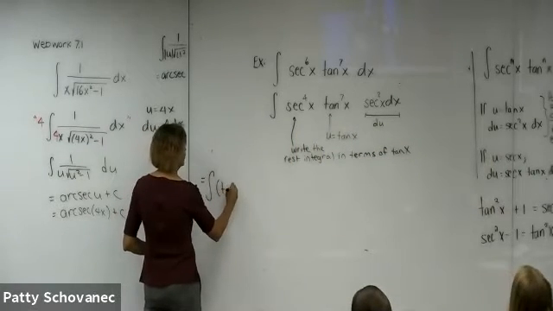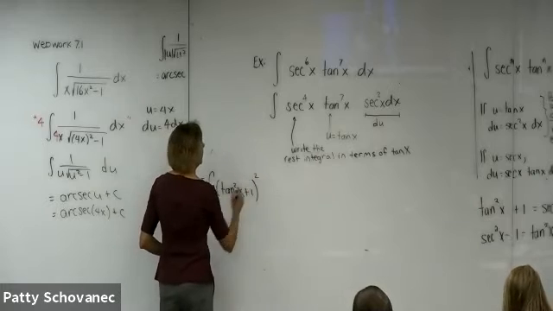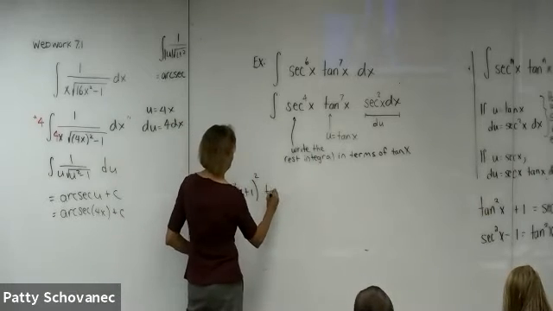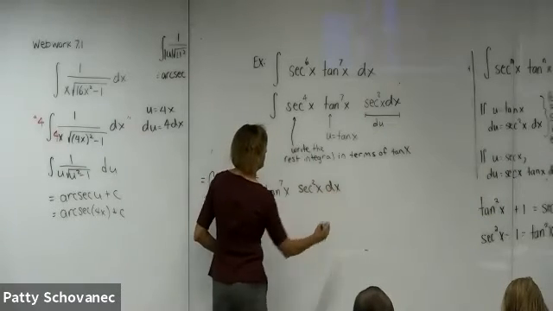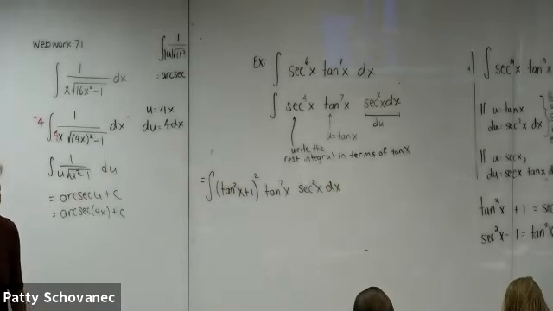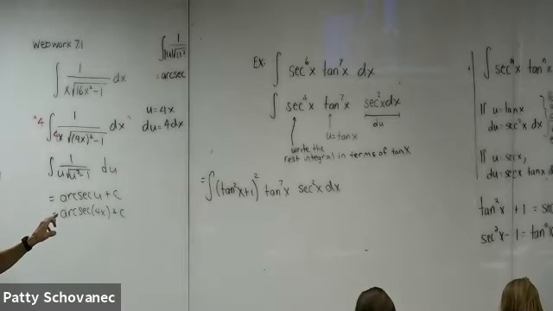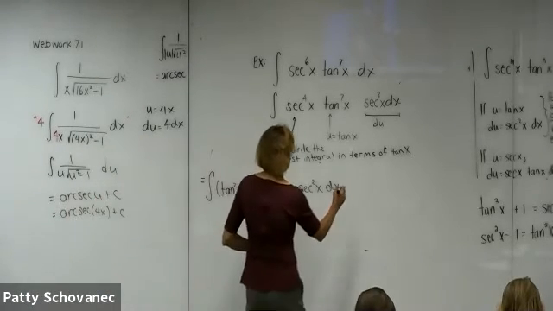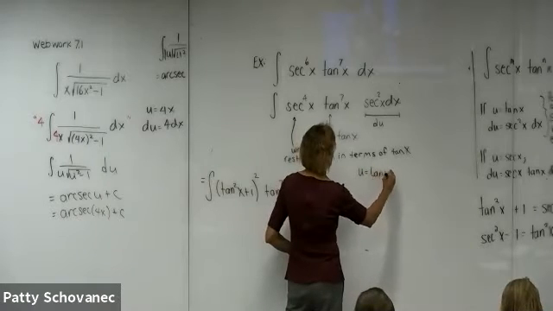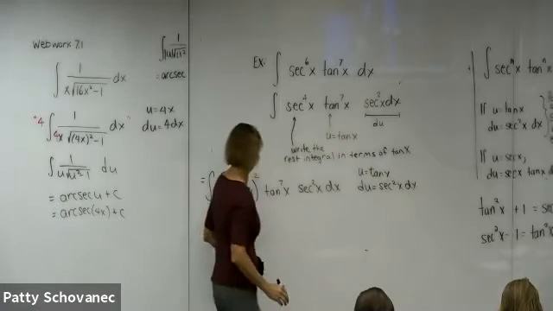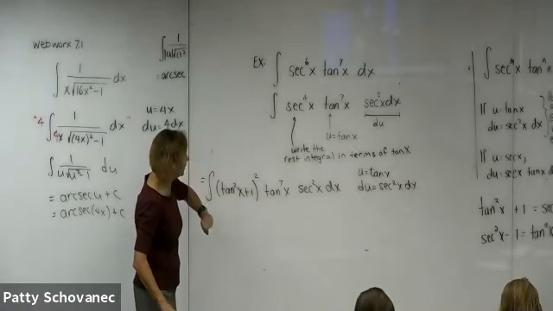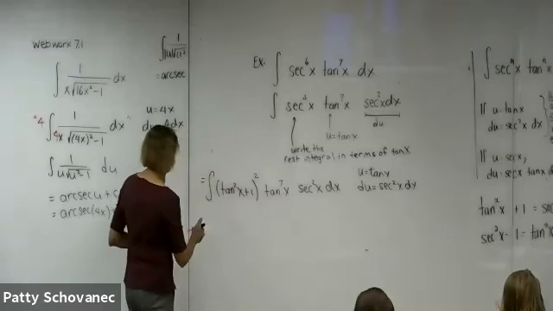So I'm going to have that as tangent squared x plus 1, squared. Then I've got a tangent to the 7th, and then my secant squared x dx. That's what I was working towards. So now I can replace tangent with u, and secant squared x dx is du. We're left to integrate u squared plus 1 squared times u to the 7th times du.